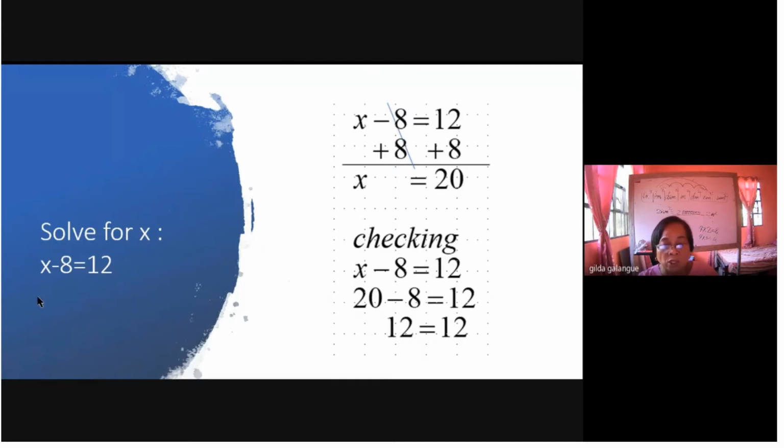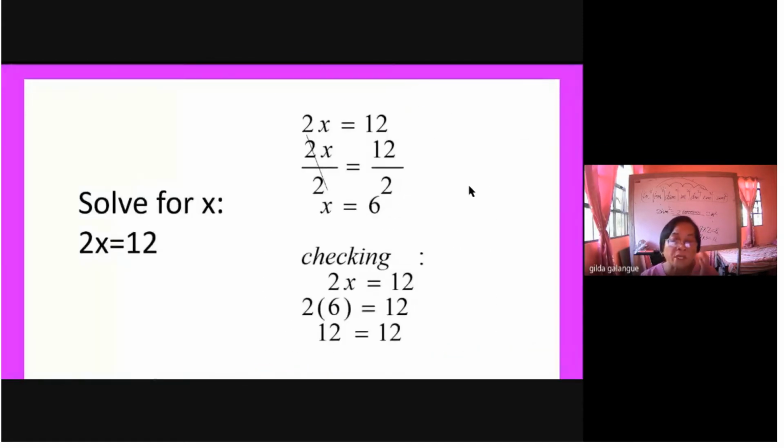Now we will check. Going back to the original equation, x minus 8 equals 12, and substituting the value of x in the equation, the value of x is 20. So 20 minus 8 equals 12. 12 equals 12. If this is true, it is understood that our result, the value of x equals 20, is correct. We can proceed with the next number.